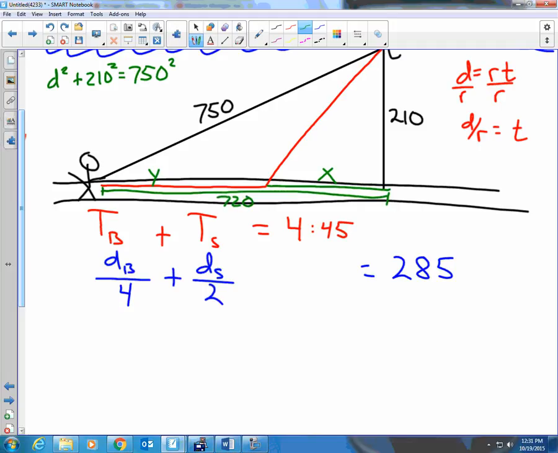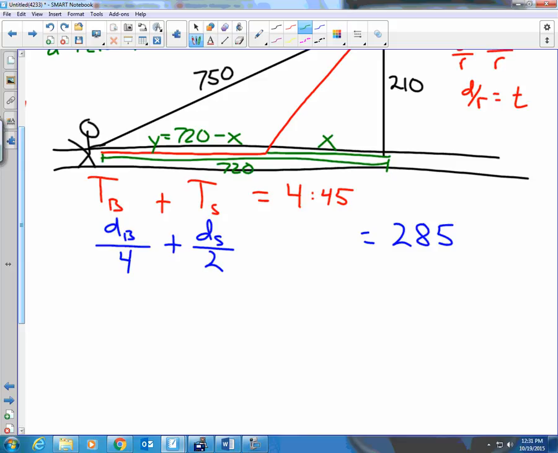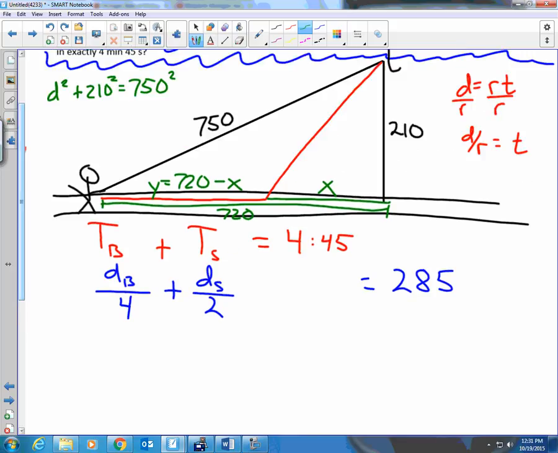So if this is x, this is key. You got to see this. If this is x, what is y? 720 minus x. Is that clear to everybody? Okay, that's the distance on the boardwalk. This red line is the distance on the sand, correct?